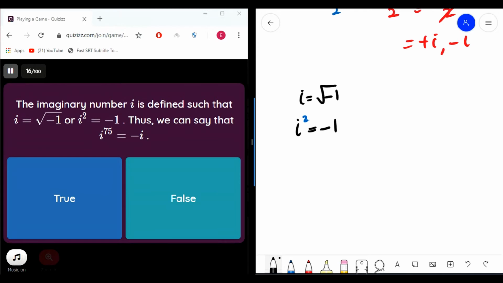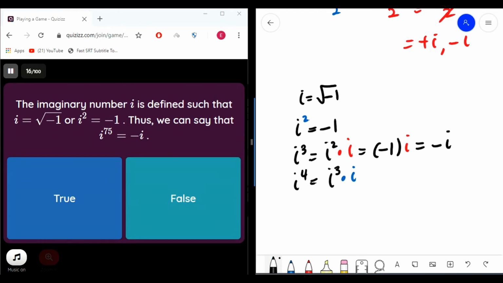But we want i to the 75. So we'll continue. You multiply by i again. So i to the third power is i squared times i. Then you multiply by i again. We know that i squared is negative 1 times i, so it's actually negative i. You cannot see the pattern, right? Never mind, we continue. i to the 4th degree is i cubed times i again. i cubed is negative i, then multiply by i again. We'll have a negative i squared. What is i squared? You see, i squared is negative 1.